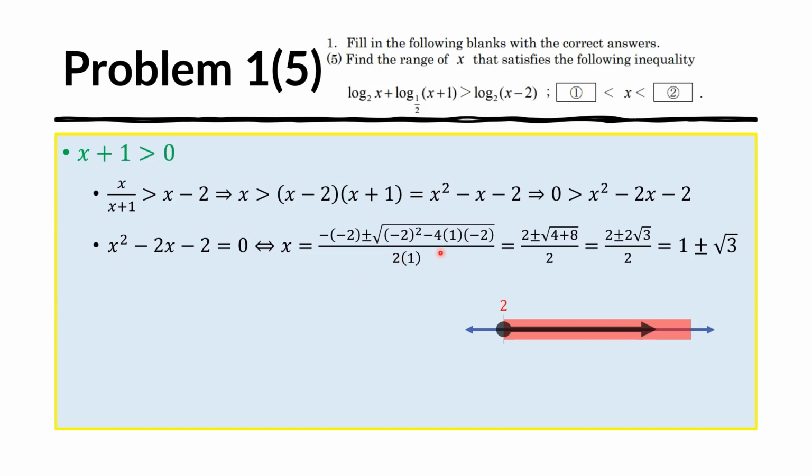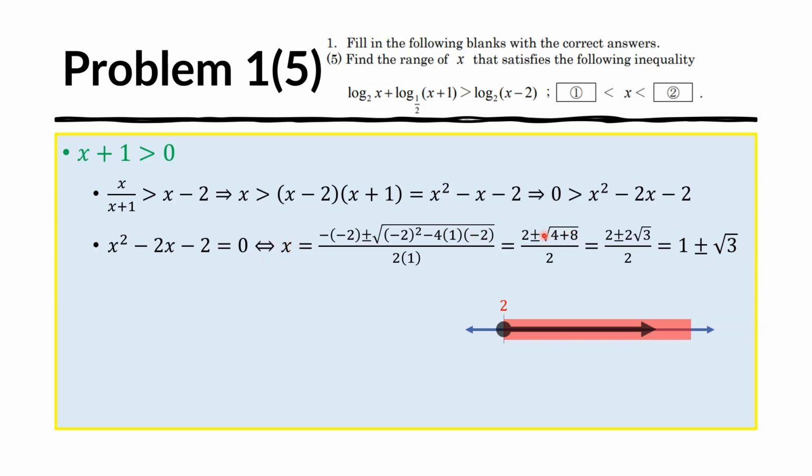Now we just have to simplify this. So here negative of -2 becomes 2. And then we have here 4. -2 times -2 is just 4. And -4 times -2 is +8. And here we just have 2. Now 4 plus 8 is 12. And the square root of 12 is 2 square root of 3. And now we can cancel the 2's to obtain 1 plus minus square root of 3. So these are the roots of x.